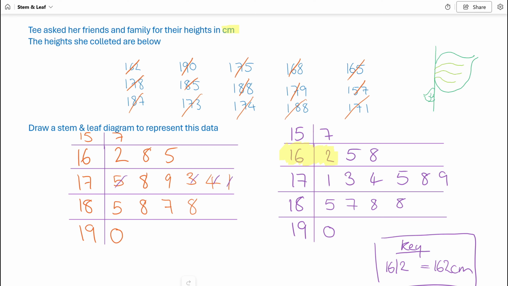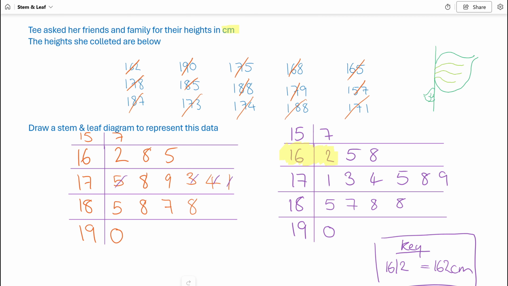So obviously it looks like it says 16, 2, 5, 8, but now with that key, it says 16 and any number after it that you pick is that in centimeters. So 16 with the 5 is 165 centimeters. Even if you forget the key, but you order them correctly, you get your marks for that. So you might as well build up your marks in an exam.